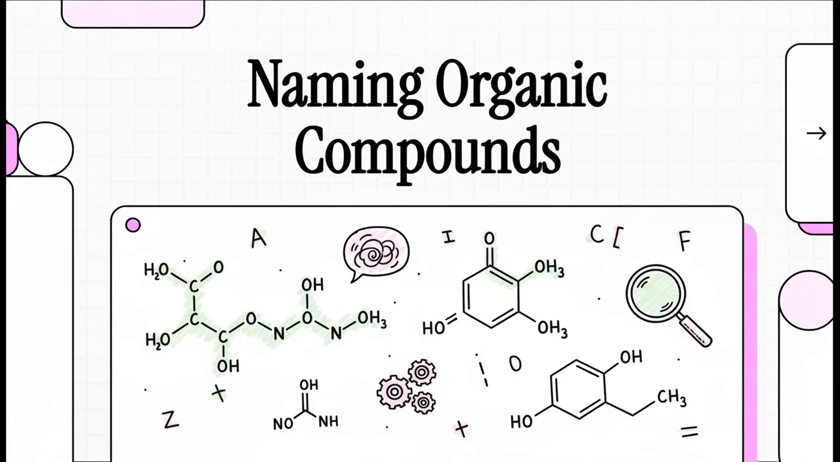All right, today we're going to learn a new language. Now, it's not one you speak, but it's one that scientists all over the world understand. It's the language of organic chemistry, a system that lets us turn these really complex looking chemical names into precise visual blueprints. So let's just dive right in.